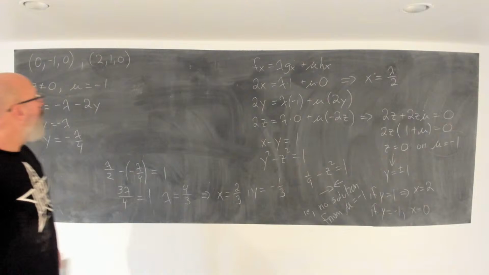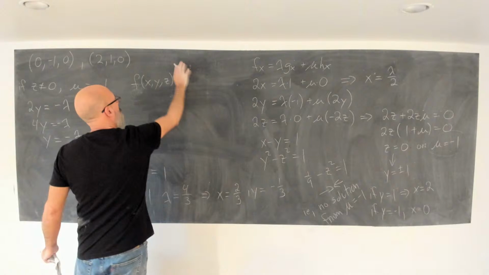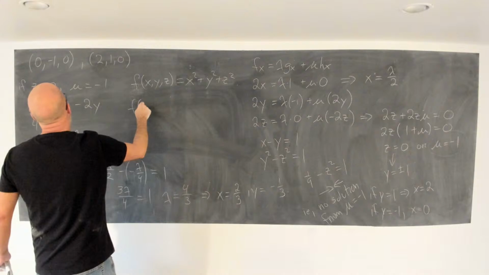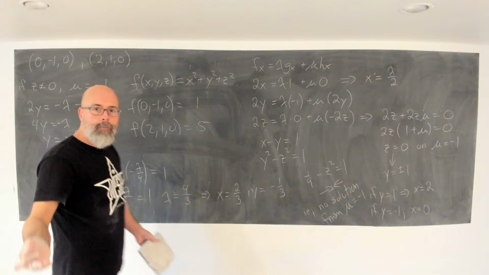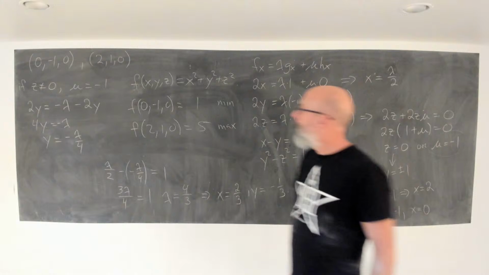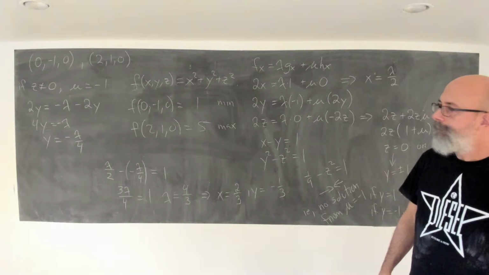So our function, which was x squared plus y squared plus z squared, at this point it's 1, and at 2, 1, 0, it's 4 plus 1 is 5, and you're done. You're done. This is the min. This is the max. There it is.